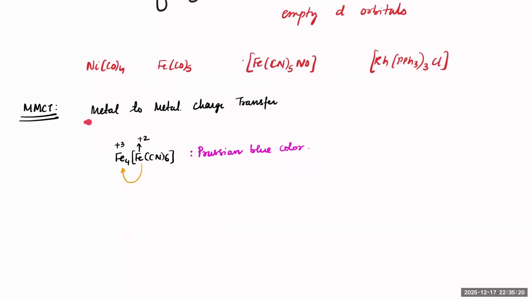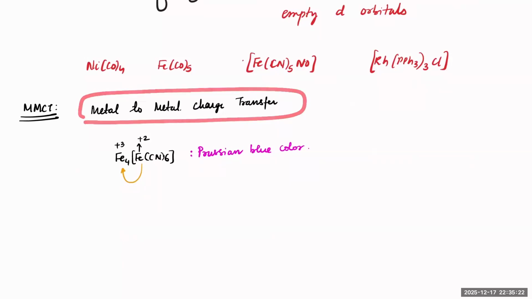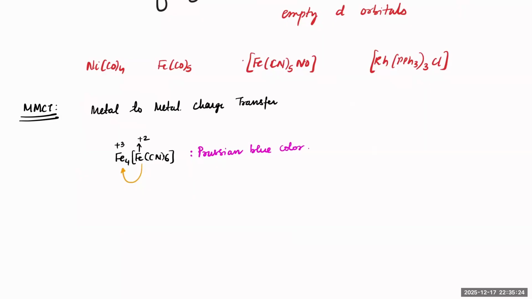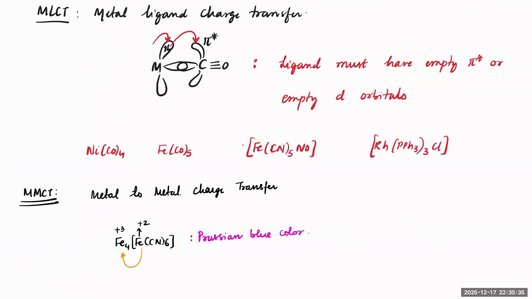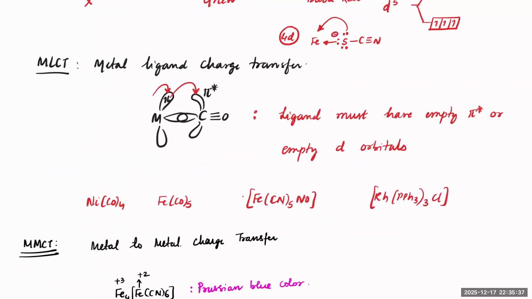Another type is MMCT. MMCT means metal to metal charge transfer. If inside and outside both of them are metals, then the charge transfer is called MMCT. Done, beta. Right, this is the part of CFT that you need to know.